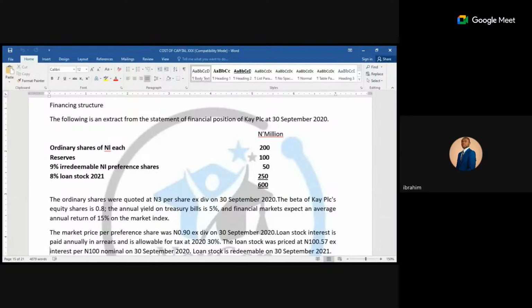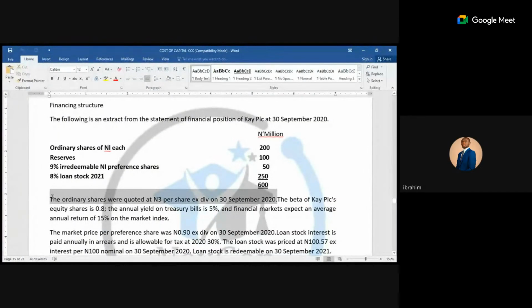Class, what are the sources of finance here? What are the sources of finance? Ordinary shares, irredeemable preference shares, and loan stock. Thank you. Now, the ordinary shares were quoted at 3 naira per share as div on 30th September 2020.